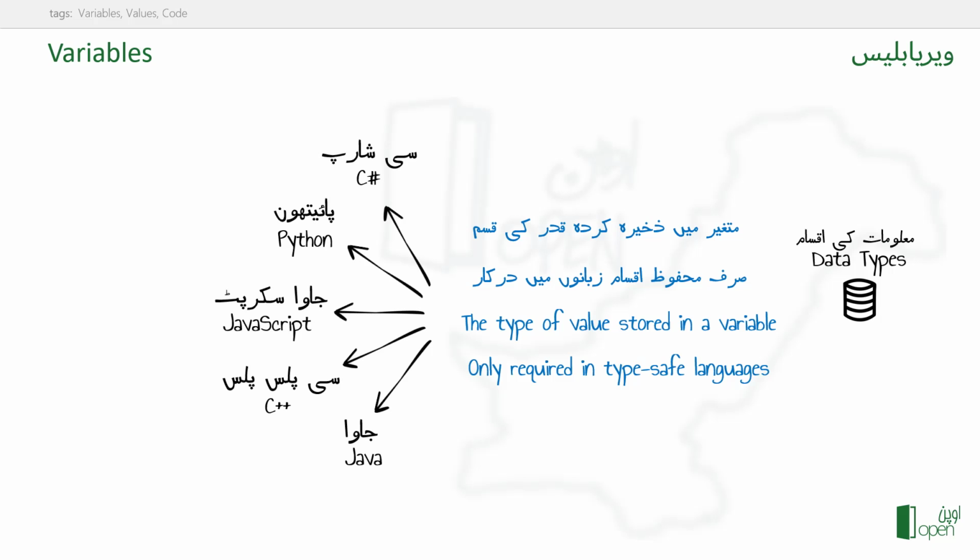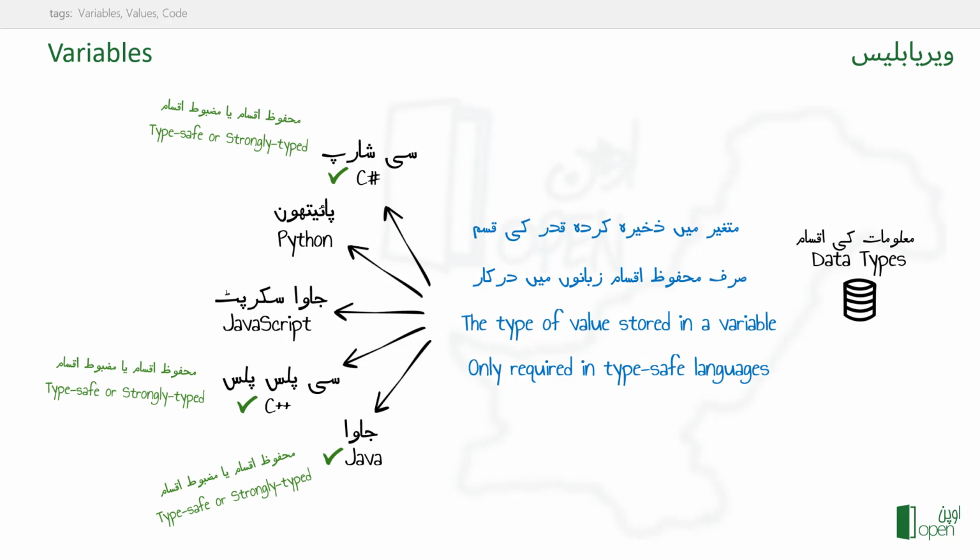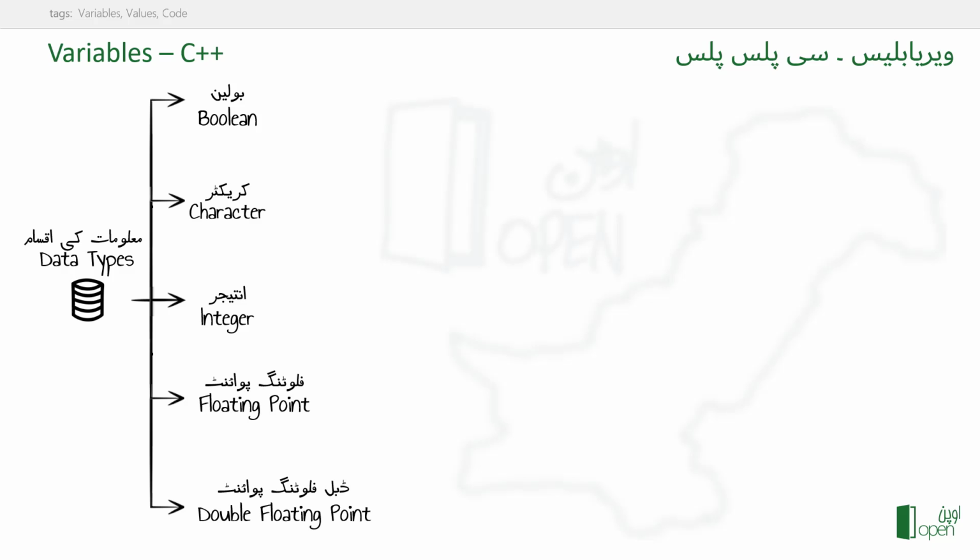Of the programming languages on your screen, C#, C++, and Java are type-safe or strongly typed languages, which means they each have variable data types. To illustrate the example of C++, there are 5 data types: Boolean, character, integer, floating point, and double floating point.